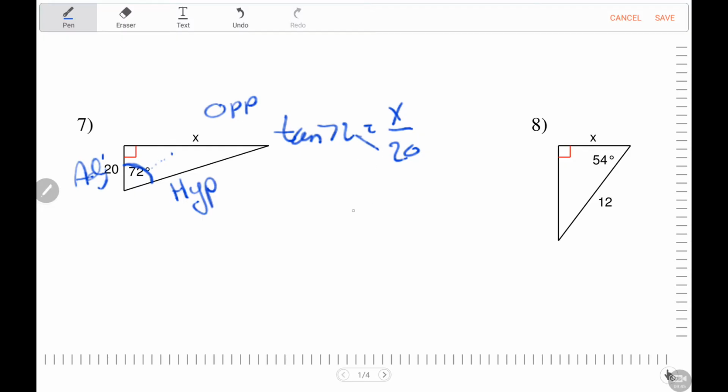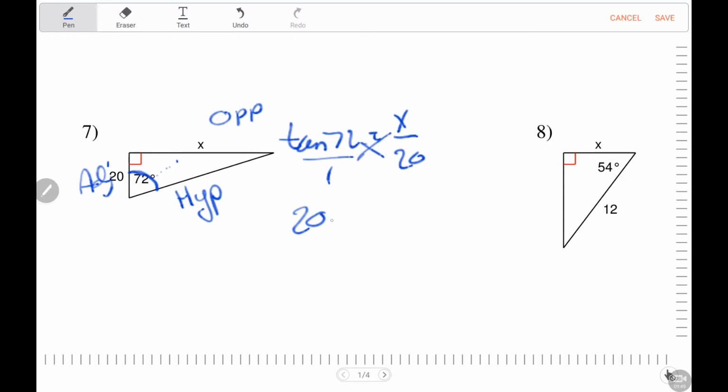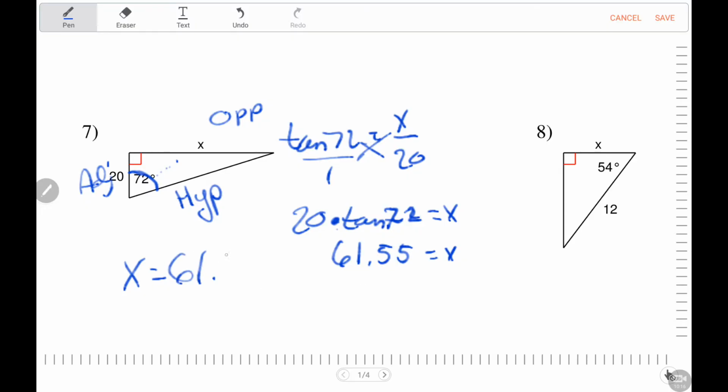And this is a very basic one. Cross multiply, you have tan over 1, so you end up with 20 times tangent of 72. Oops, sorry, that's a bad 7 there. Equals x. And when all that's said and done, you get 61.55 equals x, which means x is, round this up, 61.6.